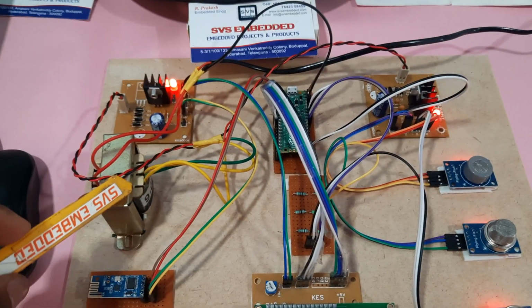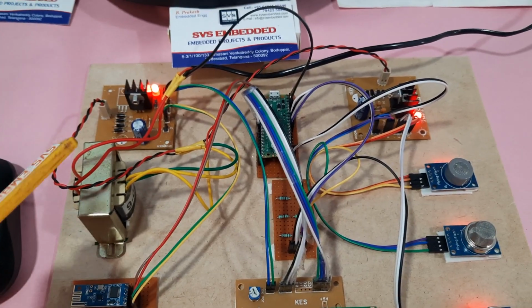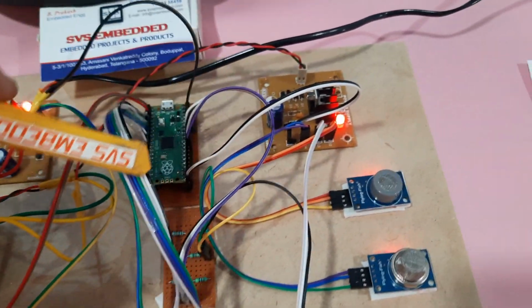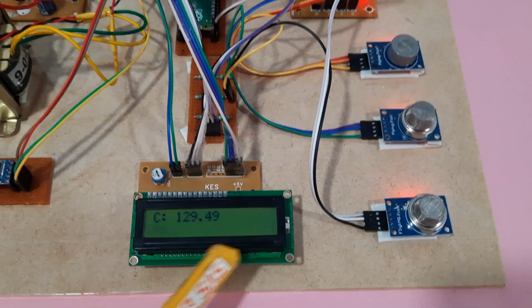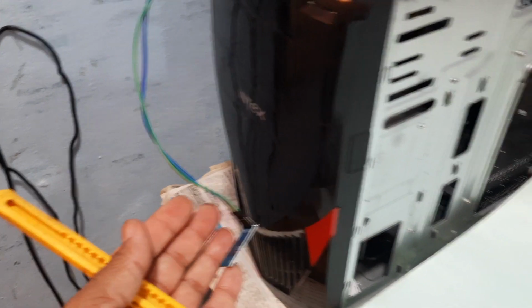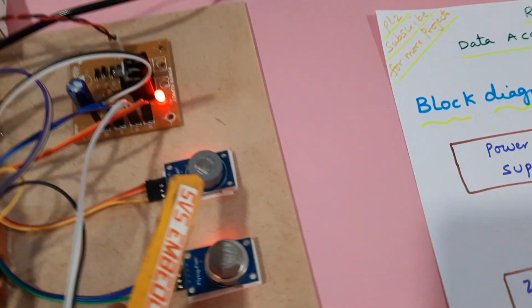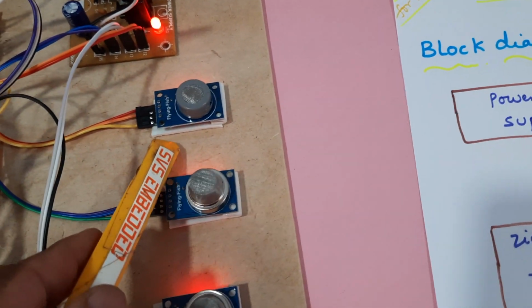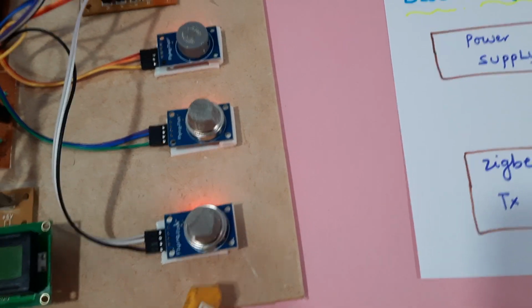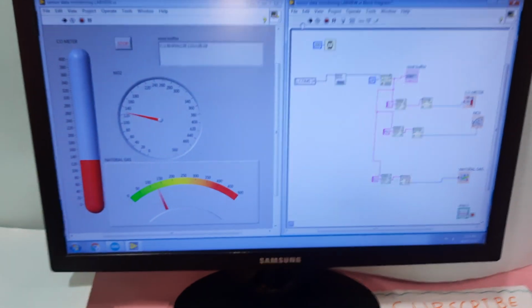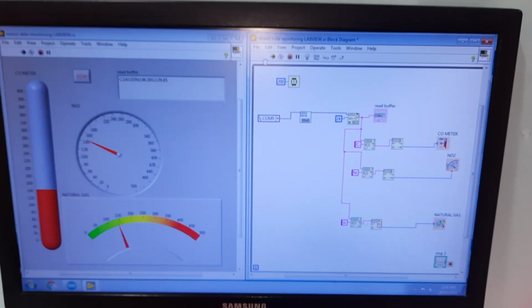Power supply transformer, 230 input step down transformer, 9 volts output AC, power supply module, Raspberry Pi Pico module, 16x2 LCD display module, ZigBee transmitter module, and ZigBee receiver module, and here MQ7 CO, MQ135 NO2, MQ4 methane gas sensor, and power supply module. And this is my LabVIEW monitoring.